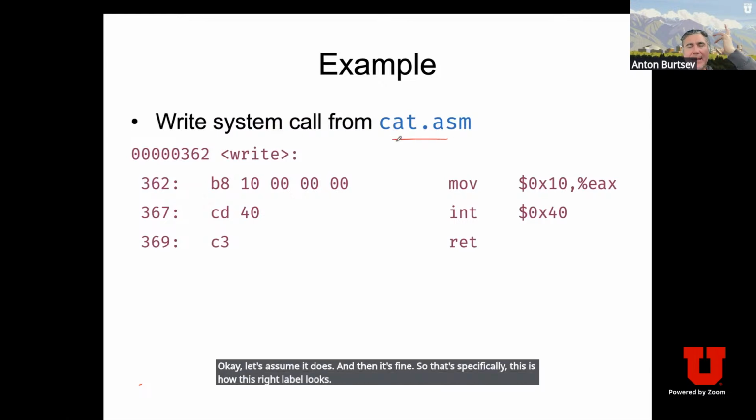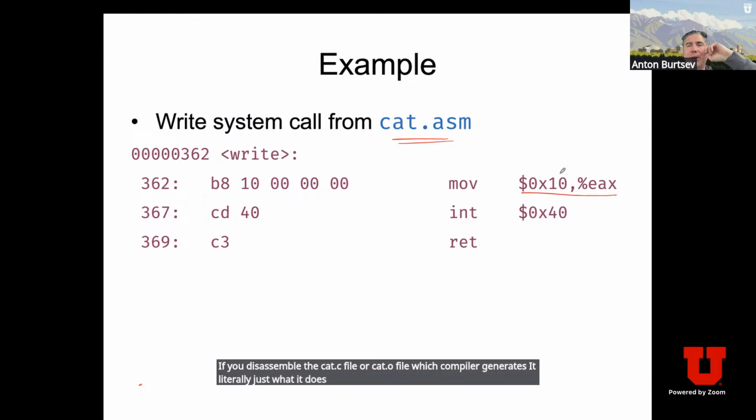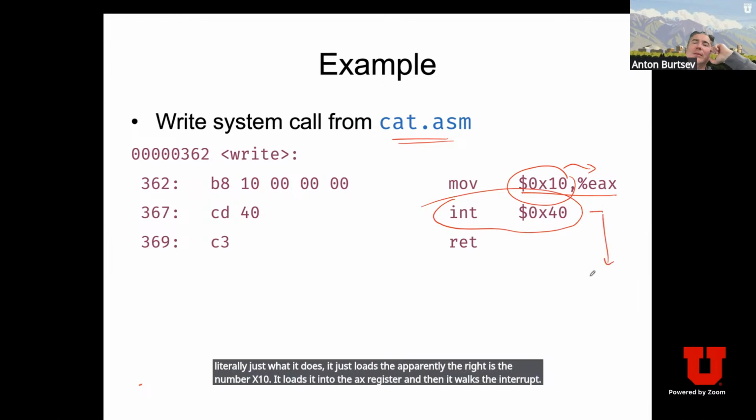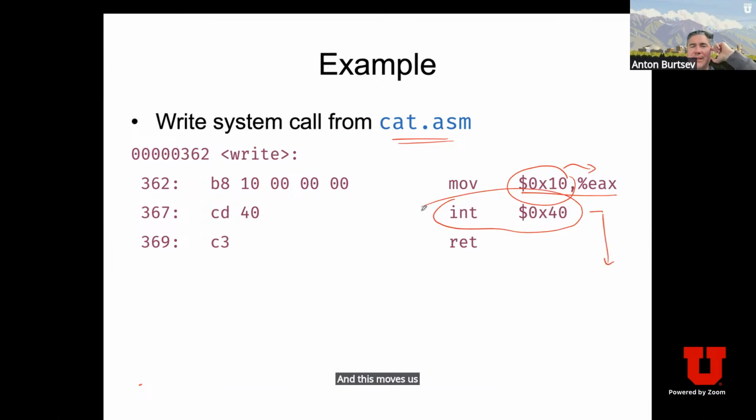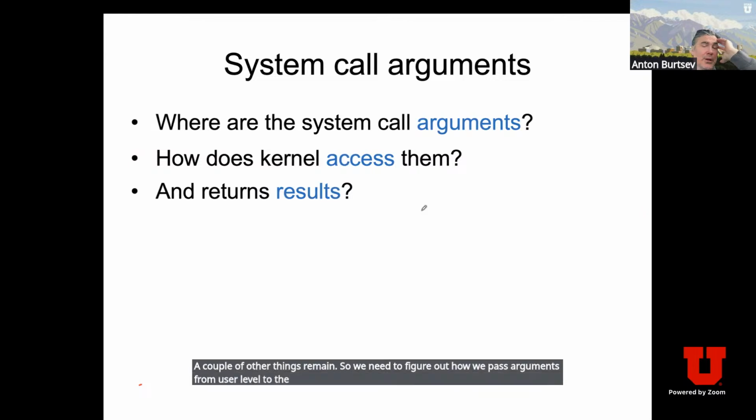If you disassemble the cat.c file, or the cat.o file which the compiler generates, what it does is load the write number, apparently 0x10, into the EAX register, and then invoke the interrupt. And this moves us into the kernel through vector 64, right? Makes sense? A couple of other things remain. We need to figure out how we pass arguments from user level to the system calls, how the kernel can access them, and how we can return the results.